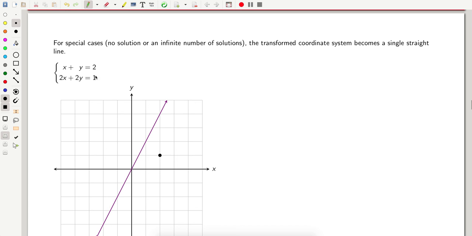And notice this point, the point 2, 1, is not on this line. So if this point is not on this purple line, no matter what we do, if we're only traveling along this purple line, we can never get to this point. So there's no possible way we can get there. There's no solution to this system of equations.